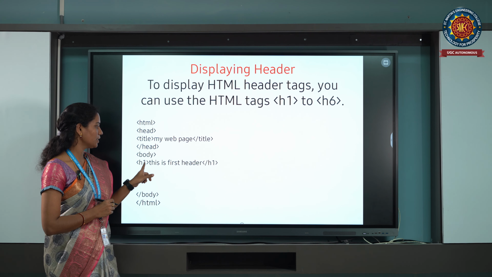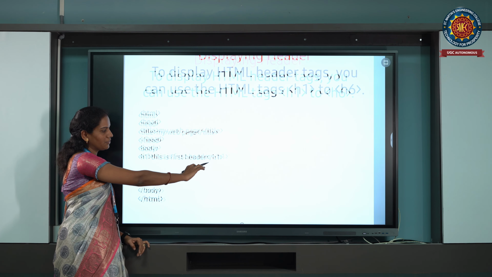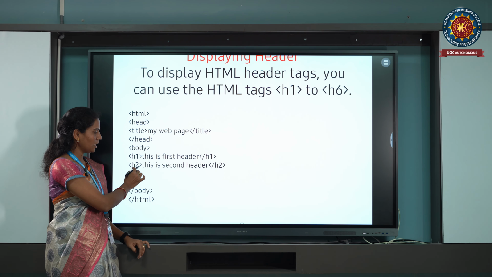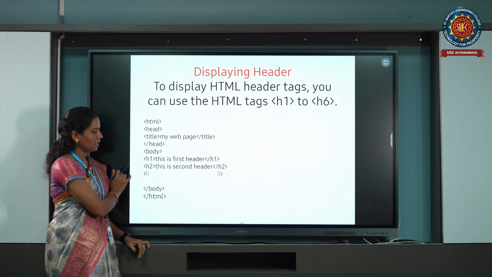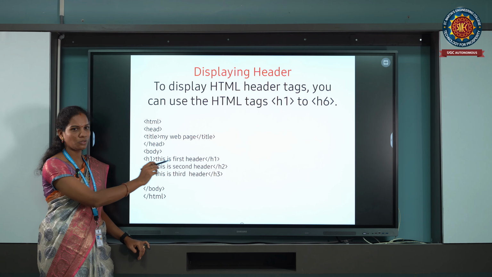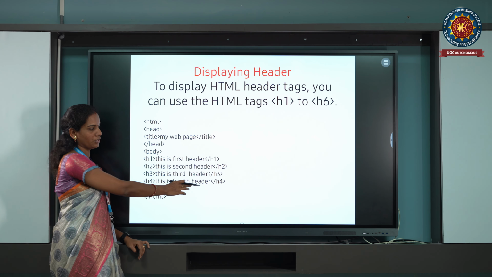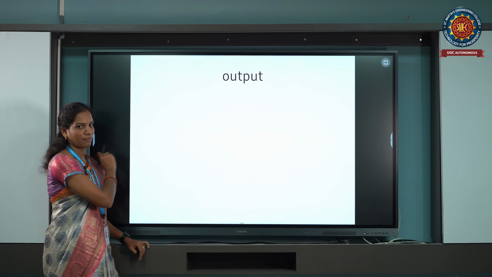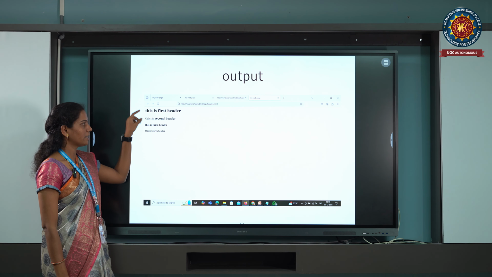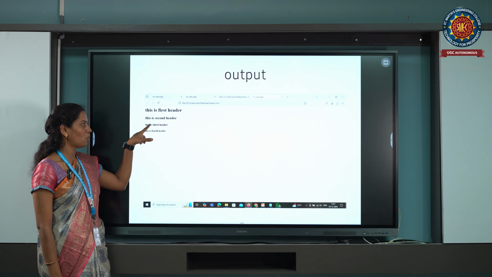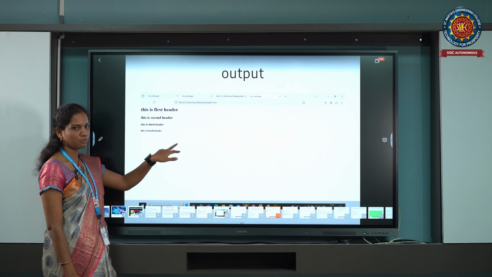In that body tag, we are using H1, the first header. We are closing the H1 tag. After that, we are using H2. This is the second header and we are closing the H2 tag. After that, we are using H3. H3 is the third header, we are closing the H3 tag. H4 is the fourth tag. We are closing the H4 tag. Opening and closing. We get the output like this. The first tag is big, the second one is small, the third one is a little bit smaller, and the fourth one is very small.